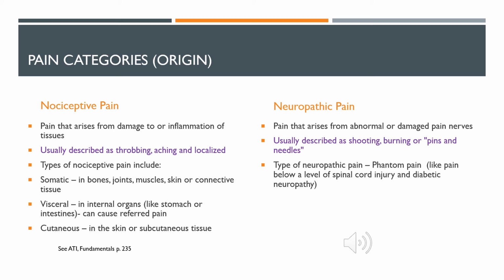It can be somatic, which means it's in the bones, joints, muscles, skin, or connective tissue. It can be visceral, which is internal organs. So like if somebody has had surgery on their intestines, let's say, that's a visceral pain, and oftentimes they have pain that is referred. So oftentimes when I took care of patients postoperatively that have had abdominal surgery, they would complain of pain in their shoulder.